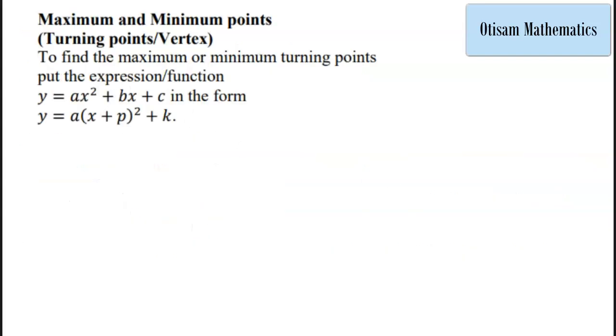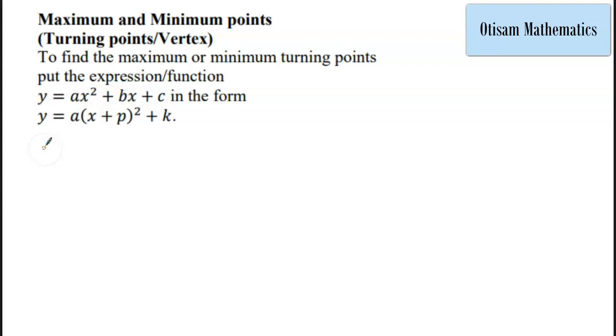Okay, so how do we find the maximum and minimum points of a quadratic function, or the turning points? Now we go back to completing the square. When we started solving quadratic equations, one of the methods of solving quadratic equations was by the use of completing the square. So we are going to use this to find the maximum value, the minimum value, or the maximum point, minimum point. So let's go through how we complete the square.